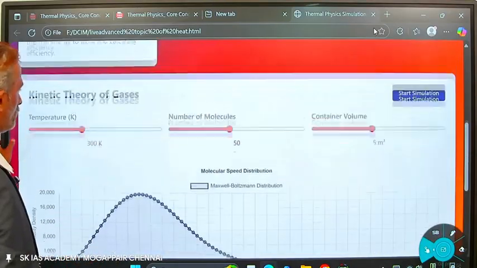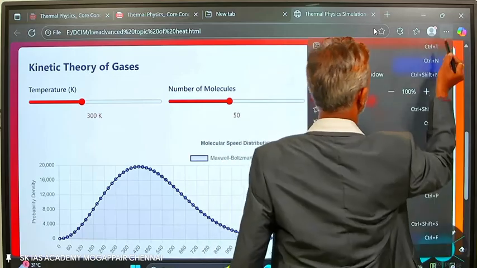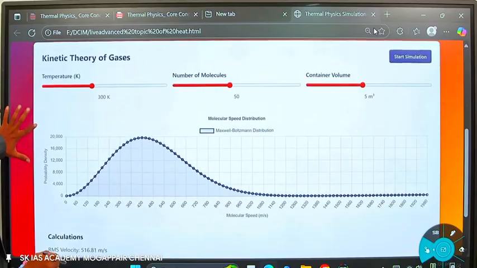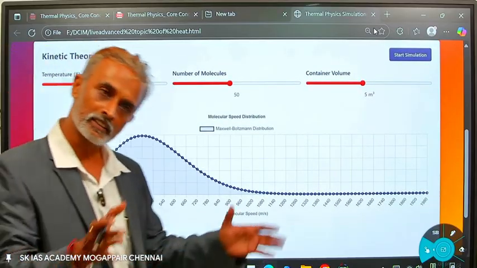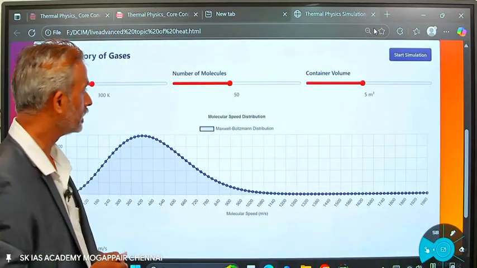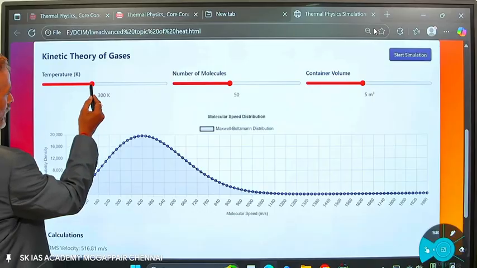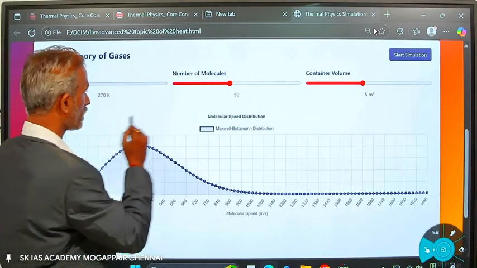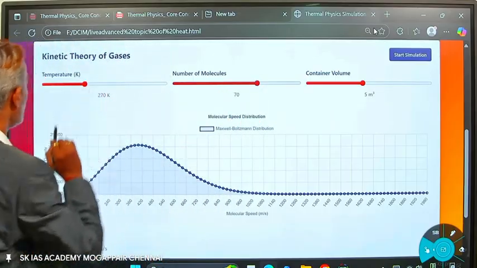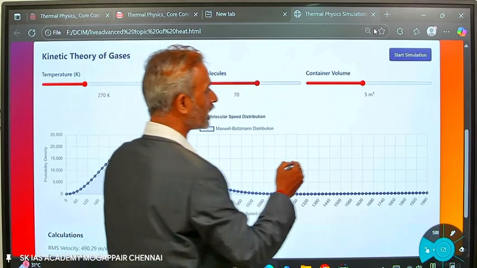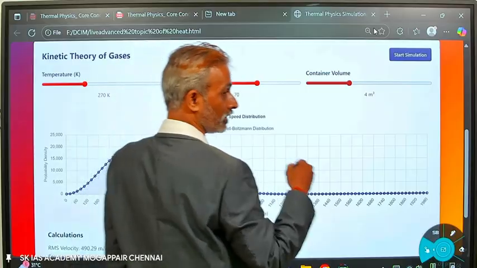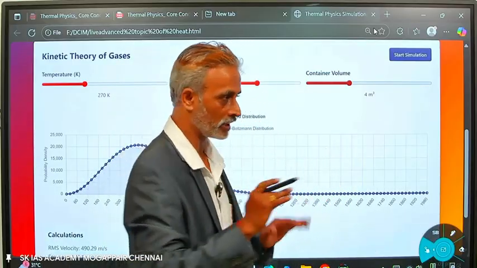Just go for the simulation of the kinetic theory of the gas. When you understand the simulation, then you will understand 100% of the concept. When you understand 100% of the concept, then you are able to solve the problem. See, I just decrease the temperature, correct? Number of molecules increases, temperature decreases. Volume of the container also decreases. Now you see, apply the kinetic theory of the gas concept.